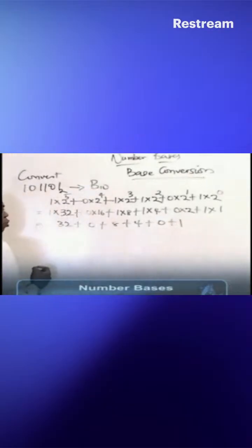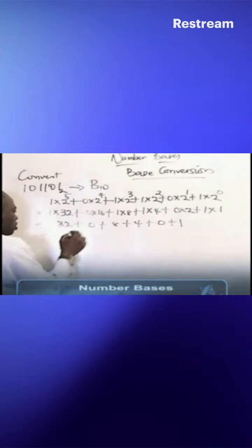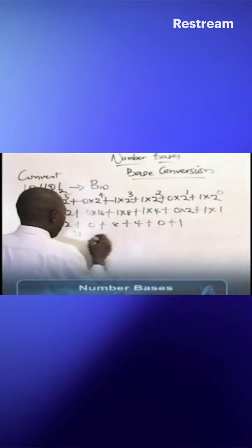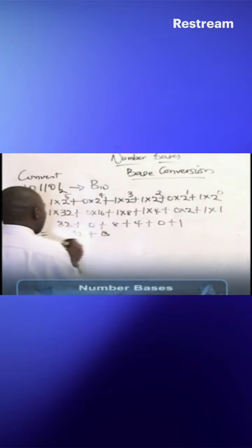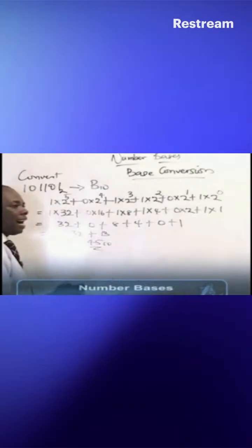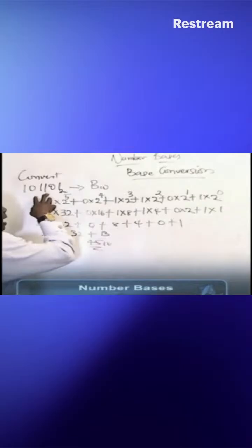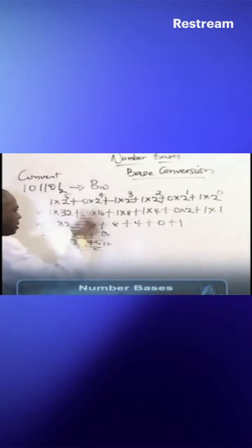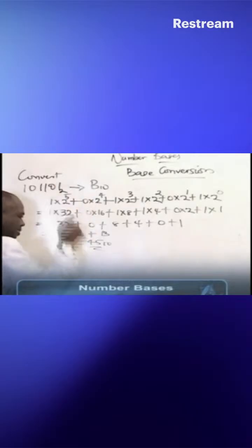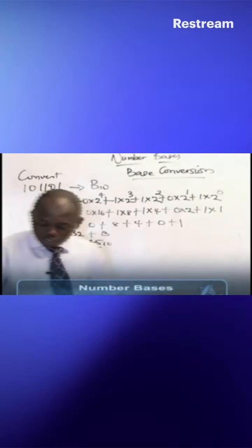If you take time to add all of this together, you will discover that this is 32. 8 plus 4 is 12. Plus 1 is 13. And then you now have 45 base 10. That is conversion of binary number to base 10 numbers. Conversion of binary to base 10.